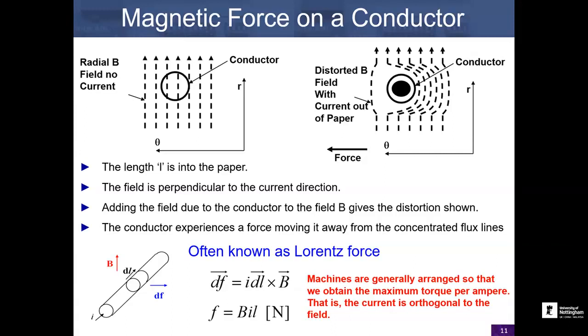Ultimately, machine topologies get more complicated, but they're all relying on this same fundamental principle of Lorentz force in terms of the standard machines. If we have a current through a conductor in a magnetic field, we'll get a force.